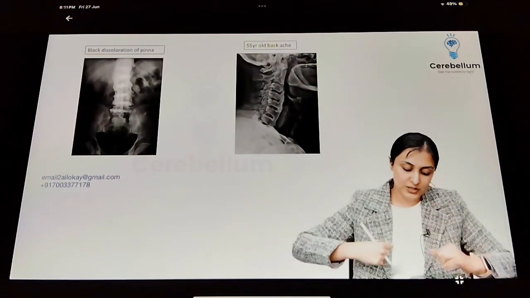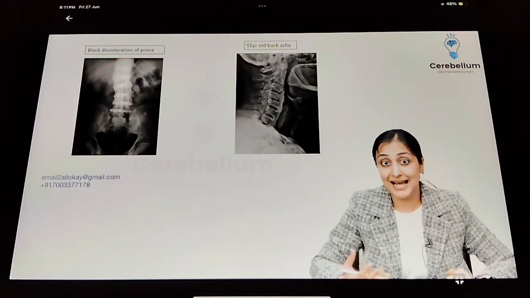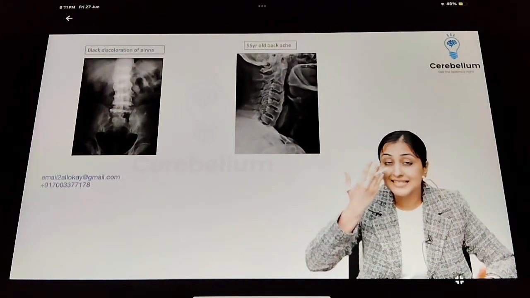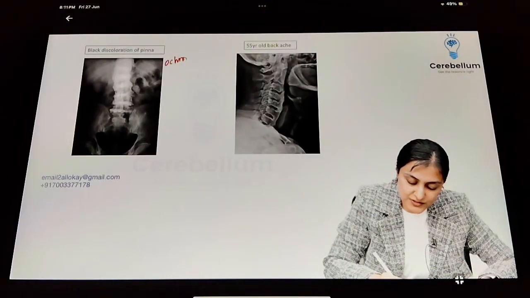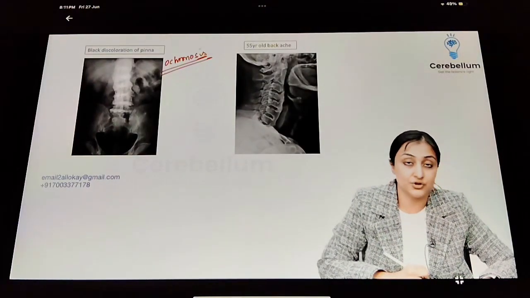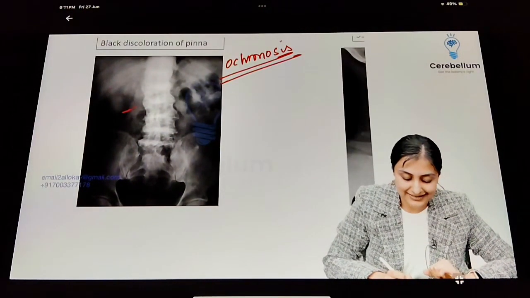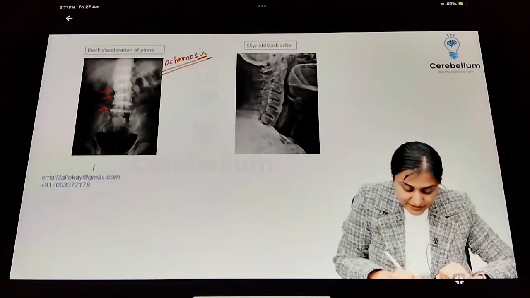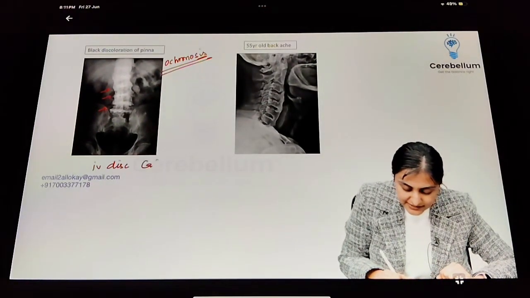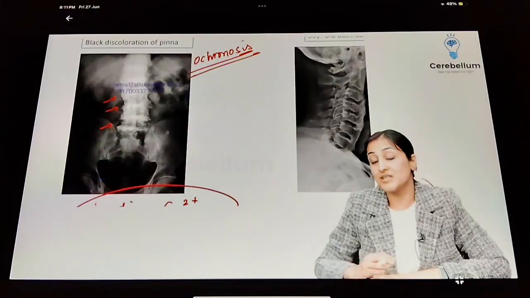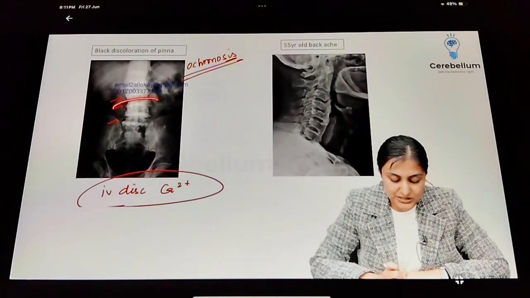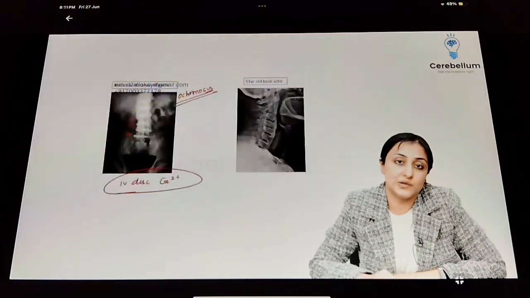Two more spine X-rays. If I give you a hint that this patient has black discoloration of the pinna and sclera, what is that? That is called ochronosis. Ochronosis is basically calcification of the cartilage with blackish discoloration, and that's the radiological finding tested here. You will see that the intervertebral discs are calcified. People frequently confuse it with ankylosing spondylitis, but it has nothing to do with it. What you see here is calcification of the intervertebral disc.